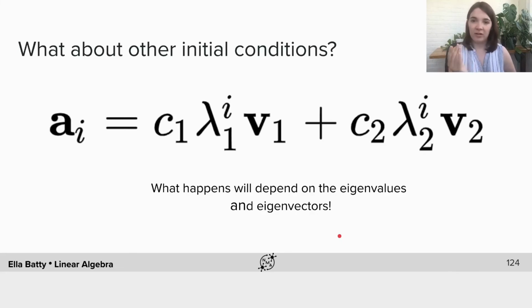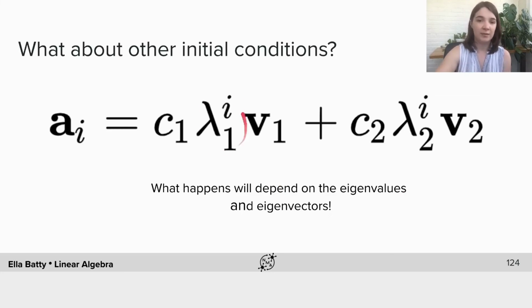So in general, if we kept writing it out, we would see that, again, we can write a general equation. So we can write the activities at time bin I are equal to the constant times the eigenvalue to that ith power times the eigenvector plus the second constant times the second eigenvalue to that ith power times the second eigenvector. So what happens to the activity will once again really depend on the eigenvalues and the eigenvectors, because now you can start to think about the vector addition geometry that we thought about before.